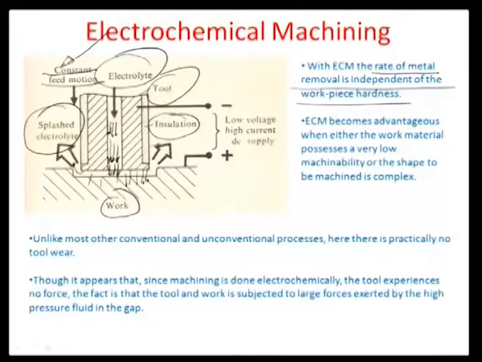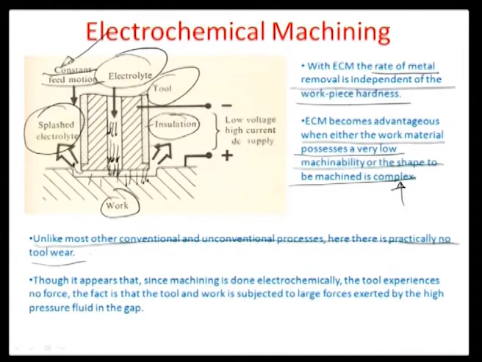Dissolution because of ions coming out of the surface. So it becomes advantageous when either the work material possesses very low machinability, or the shape to be machined is complex. This I have emphasized greatly in the last slide. And unlike most other conventional and unconventional processes, here there is practically no tool wear. Although that's not really true, because sometimes great pressures get generated in this small gap, which may be a reason for tool deformation, even if not wear. But the idea is that because there is no deposition on the tool, or change in the characteristic of the tool, whatever comes out of the workpiece goes into the solution and gets precipitated, and this precipitate is carried away.